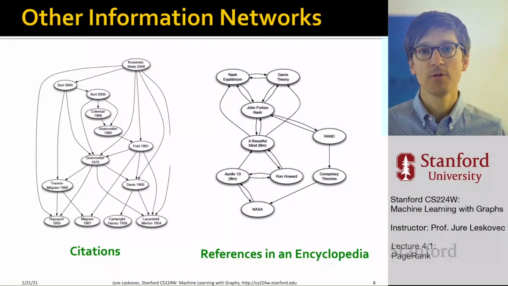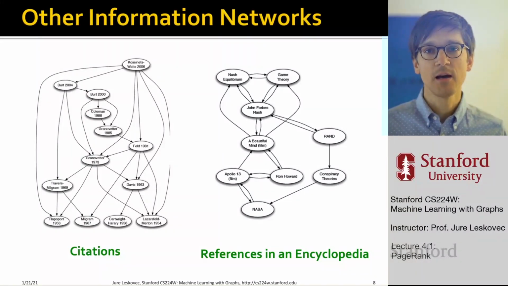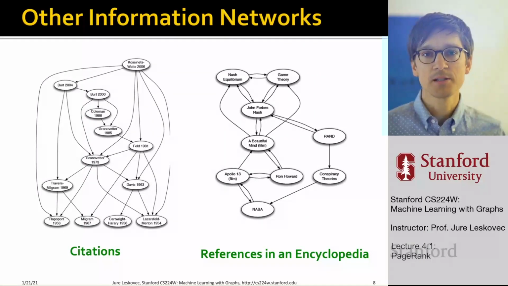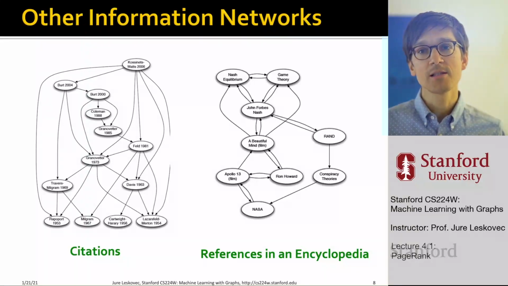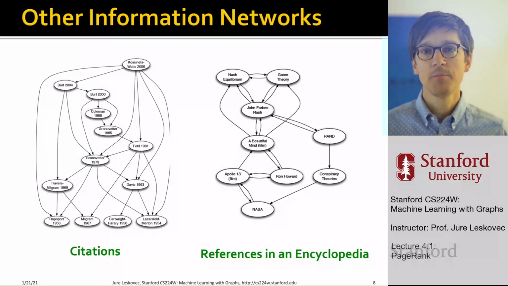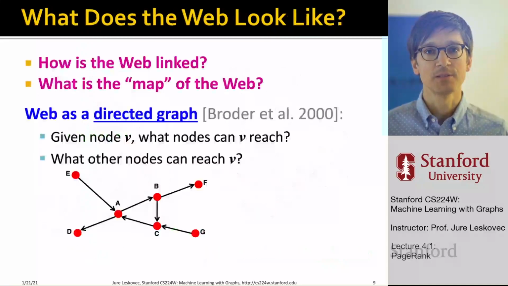There are many other types of information that you can represent in the same way. For example, you can take citations, where nodes would be papers, and a paper citing another paper means there is a directed link from the source paper to the paper it cites. This is called a citation network. Also you could take references in an encyclopedia like Wikipedia and represent them as a graph of how one concept links to another concept. Wikipedia as we know it is a perfect example of this.